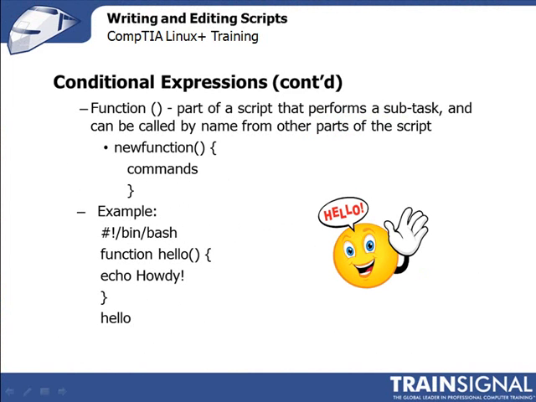The last of the type of conditional expressions that we'll cover is functions. Functions are part of a script that performs a specific subtask and can be called by name from other parts of the script. Functions are represented by parentheses, and they have commands enclosed in curly braces. Let's try out a script with a function. Let's switch back to our terminal window.